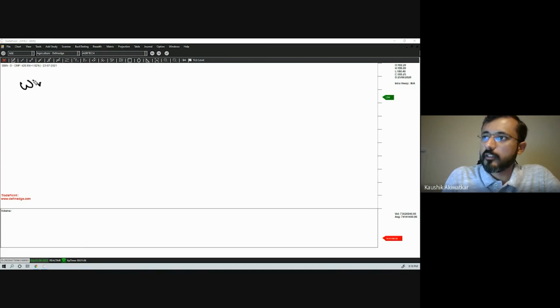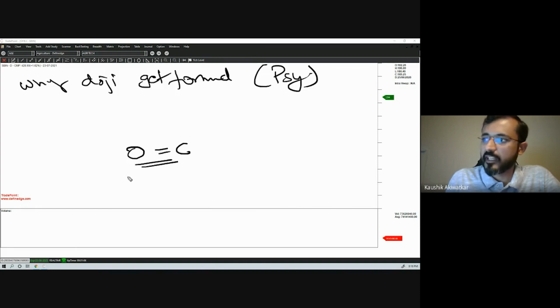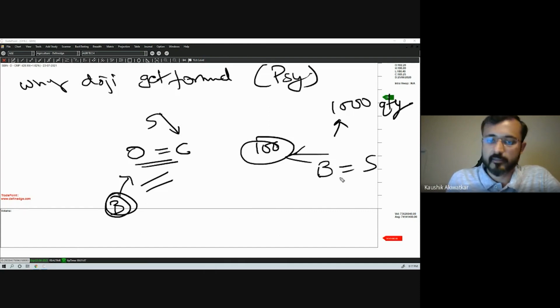We'll go into why dojis get formed. Right? This is the psychology part of it, right? So if the price is opening and closing at the same price, that means if I am a buyer, there is somebody who is selling. So if this is a buyer, that means at the same price somebody is selling. Whatever quantity the buyers want to buy at the same price. So if the transaction is happening at 100 rupees and there are 1000 quantities that are getting traded, right? At the same price, at 100 rupees, there are equivalent buyers and equivalent sellers, right? So that the 1000 quantity is getting traded at 100 rupees.